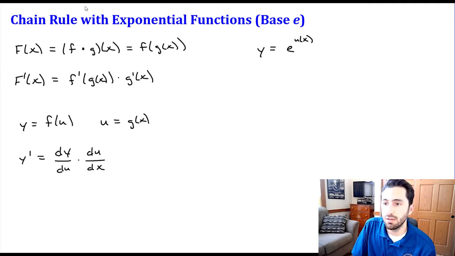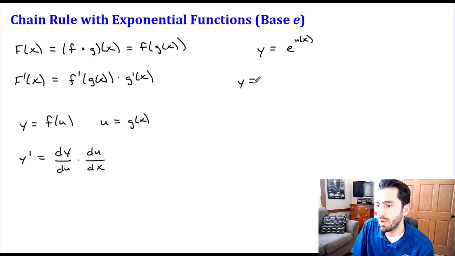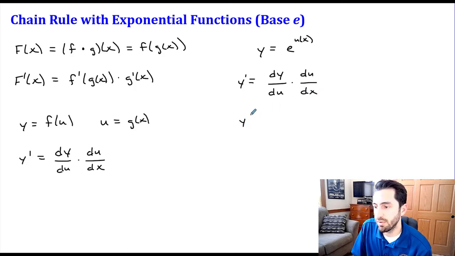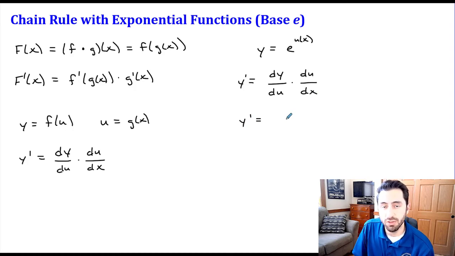So then the derivative of this, what we want is the derivative of the outside function, so the derivative of y with respect to u, and we'll multiply that by the derivative of the inside function, so the derivative of the exponent. Now, the derivative of the outside, the derivative of the exponential, we already know that that just stays the same. The derivative of e to the x is just itself. So this is still e to the u of x. And then we're going to multiply this by the derivative of the exponent.